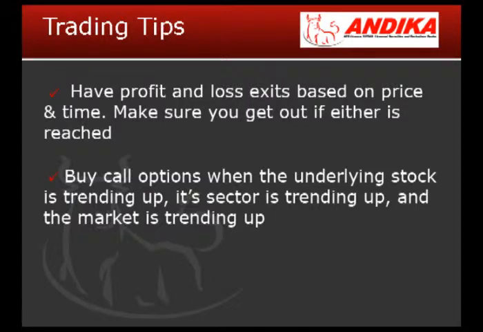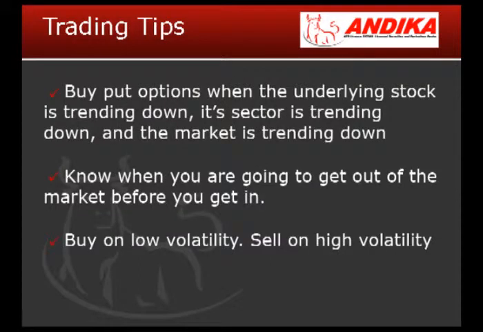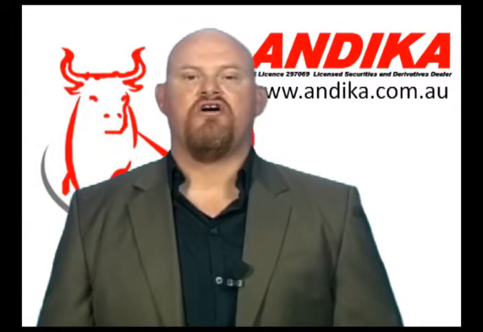If you're trading with derivatives, a very basic premise here is buy call options when the underlying stock is trending up, its sector is trending up, and the market is trending up. Vice versa, buy put options when the underlying stock is trending down, its sector is trending down, and the market is trending down. Know when you're going to get out of the market before you get in, and buy on low volatility and sell on high volatility.